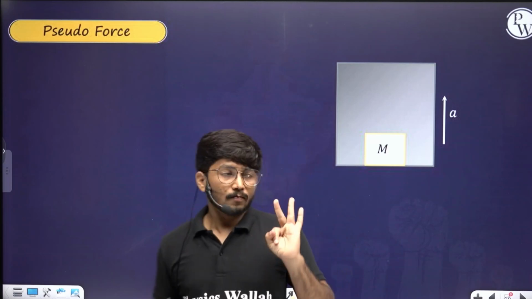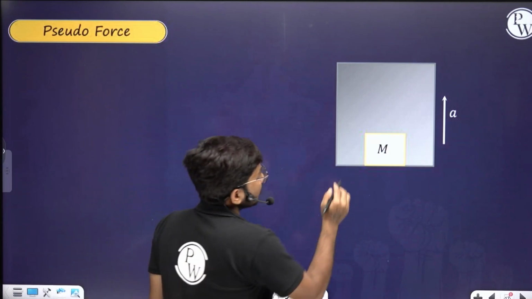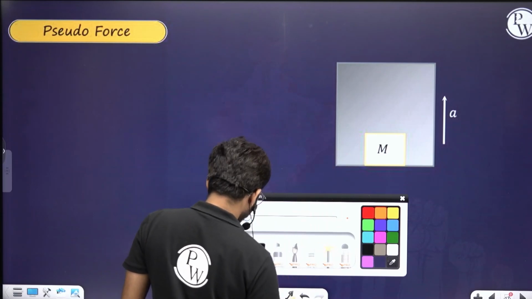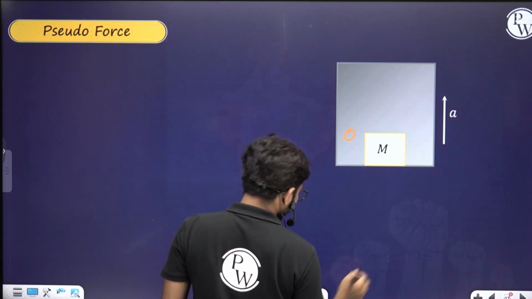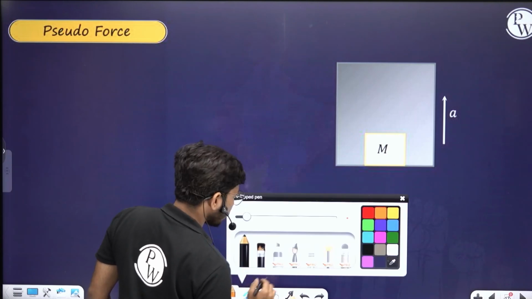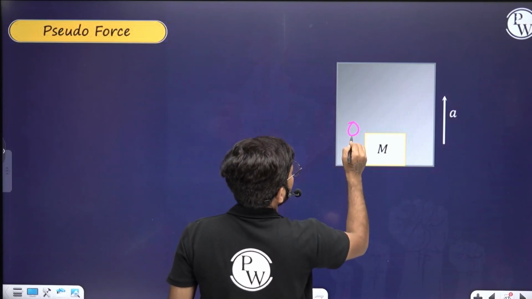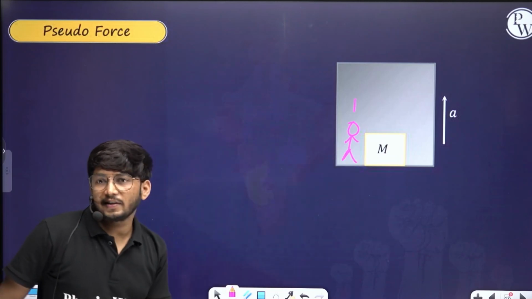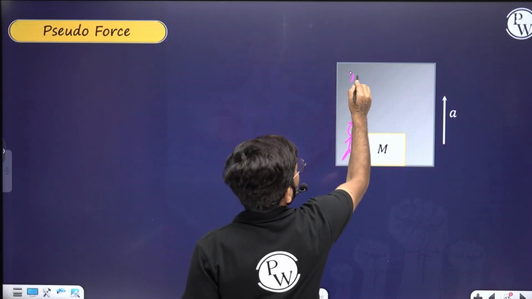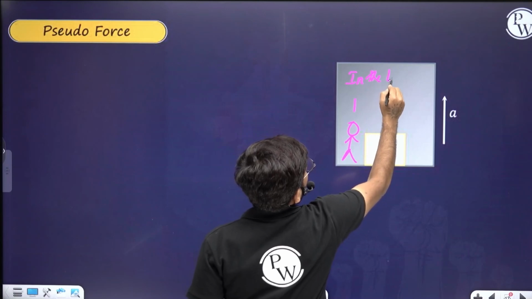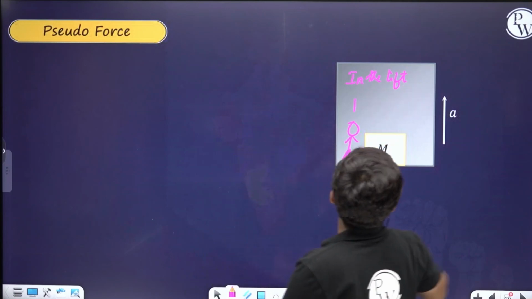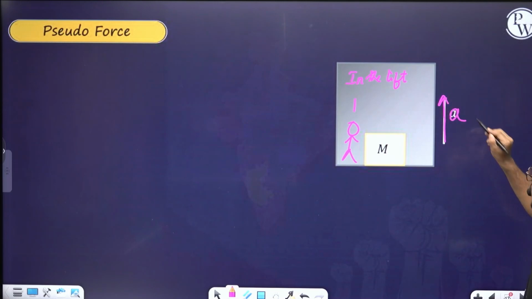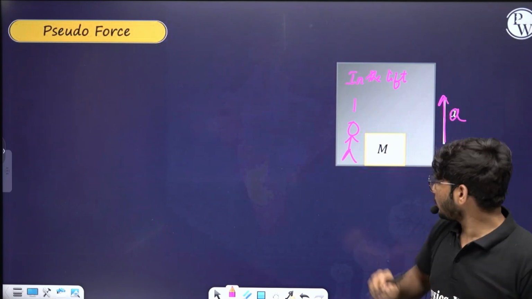See, whenever there is a person, I call him person 1. Person 1, what is he doing? He is in the lift, which is going up. He's sitting in a lift which is going up. What is he doing? He's looking at this block.